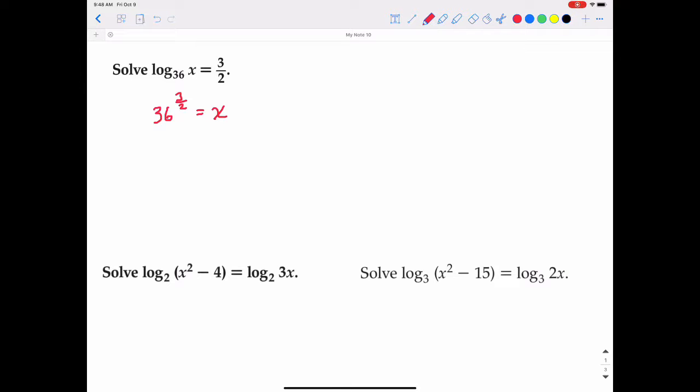Well, you could easily do that in your calculator, but just to remind you what a fraction power means, the top number is the power, and the bottom number is the root. So 36 to the 3/2 power means the square root of 36, and then take that to the third power. So what's the square root of 36? Well, the square root of 36 is 6, and then 6 to the third power is 216. So that's one way to do that without the use of a calculator.